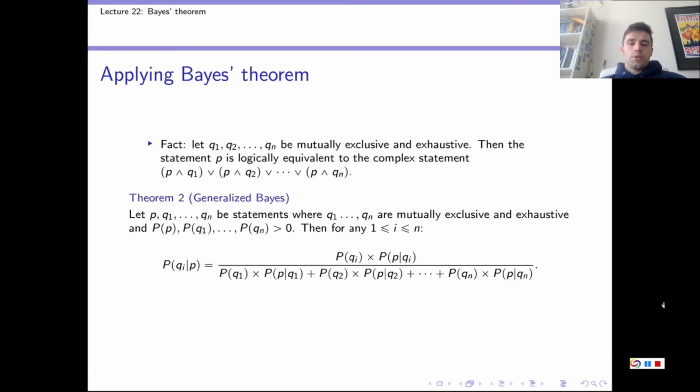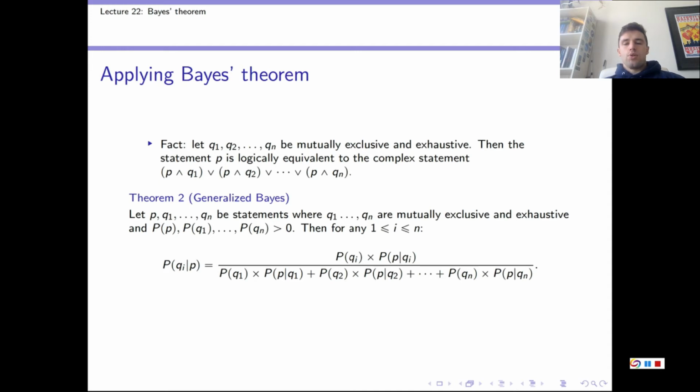For any i between 1 and n, P of Qi given P equals P of Qi times P of P given Qi divided by P of Q1 times P of P given Q1 plus P of Q2 times P of P given Q2 plus, and so on, plus P of Qn times P of P given Qn. This is what we call the general form of Bayes' theorem. It's proved in exactly the same way as the version we proved before, where there were only two Qi's.